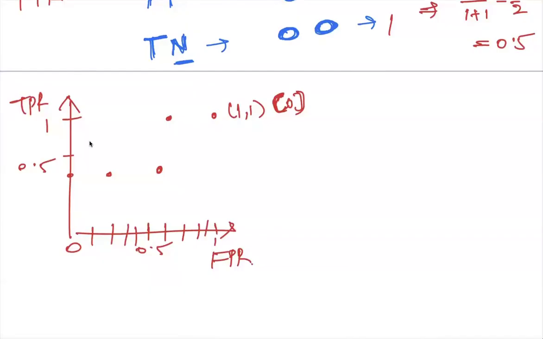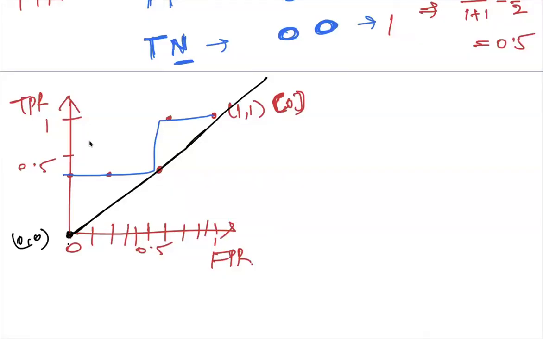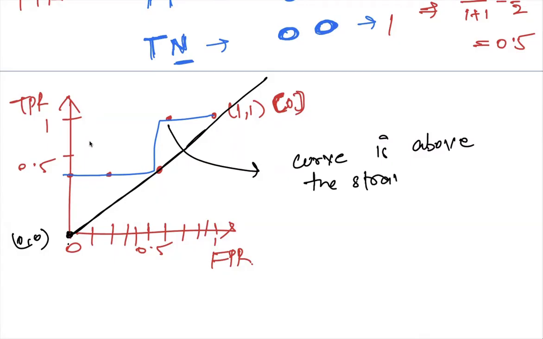And let's say we got this figure, something like this. Always remember, we draw a straight line from 0, 0. If this curve is above this line, then it means it is a good model.